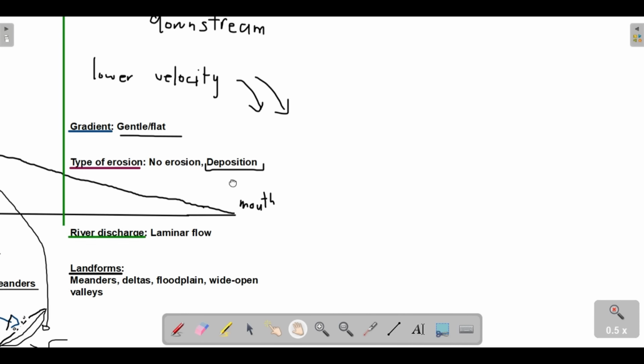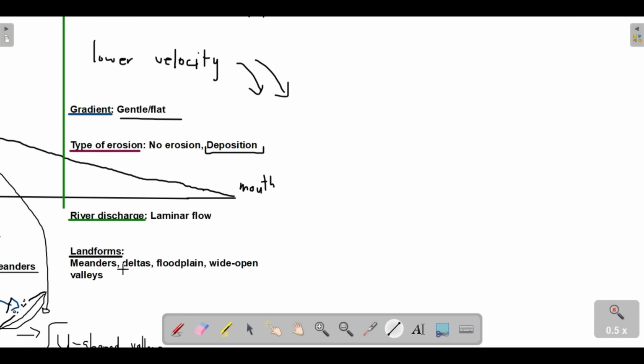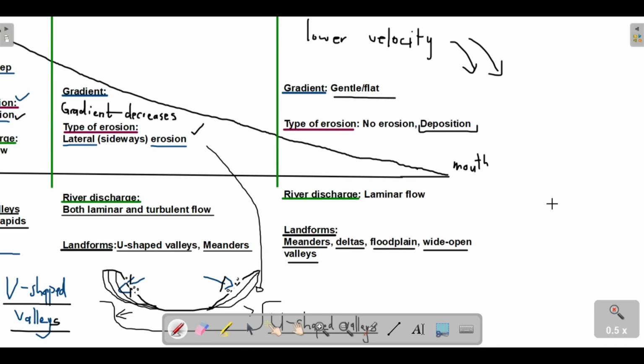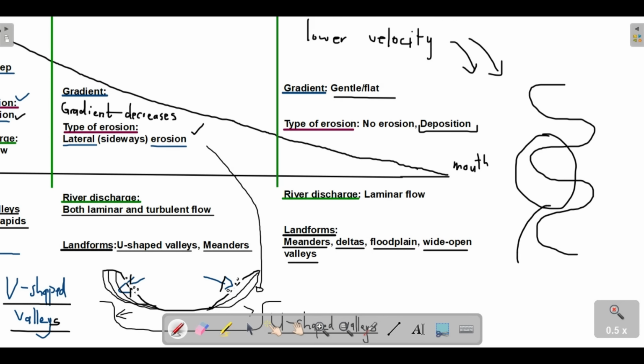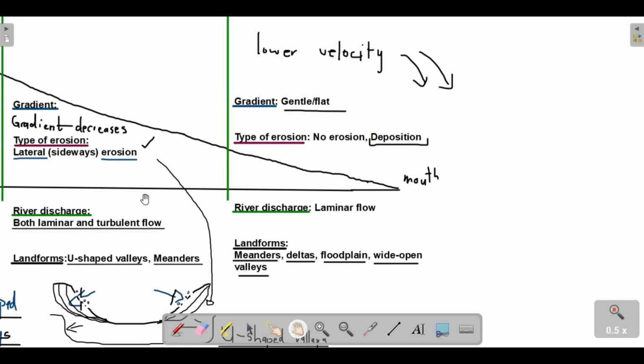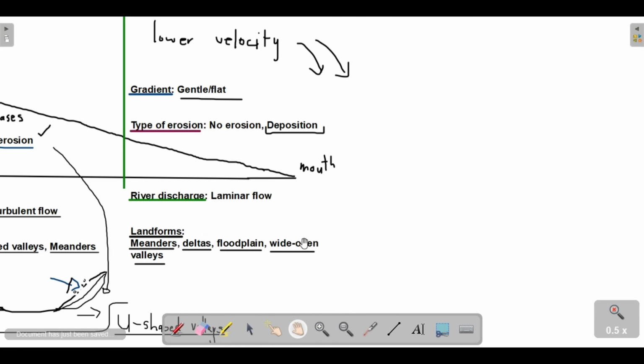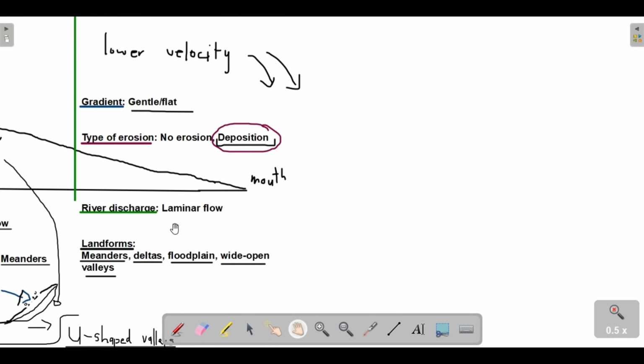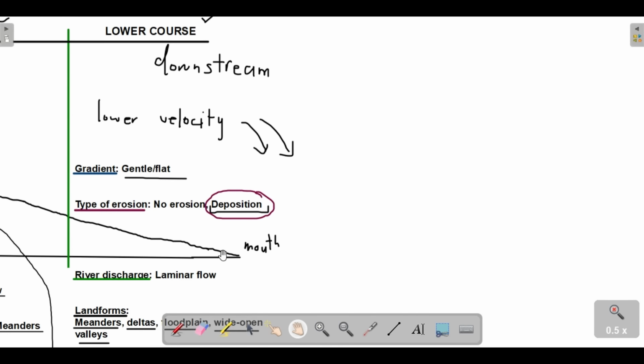And hence, you will see landforms such as deltas, floodplains, wide open valleys, and so on and so on. Meanders as well. A meander is simply a bend in a river. Okay, so when a river flows and has these bends, they are called meanders. Okay, and you will find them in both the middle course and the lower course. And then the type of discharge that you will find here is your laminar flow.